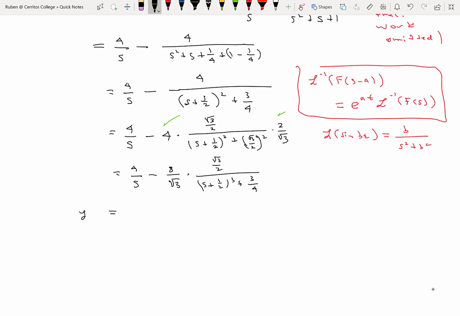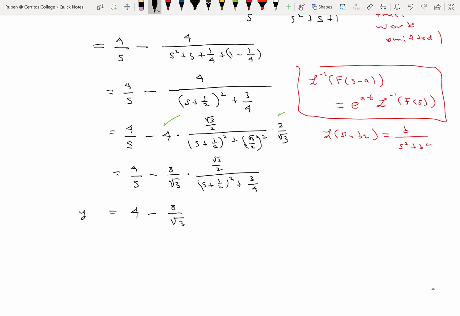The inverse Laplace transform of 4 over s, well, the inverse Laplace transform of 1 over s was 1, so the inverse Laplace transform of 4 over s is 4 times 1, or 4. Minus 8 over radical 3 times the inverse Laplace transform of this, shifted to the left by 1/2. And you probably caught an exponent that's a little big in the denominator there. I'll get it where I start seeing it in comments below.